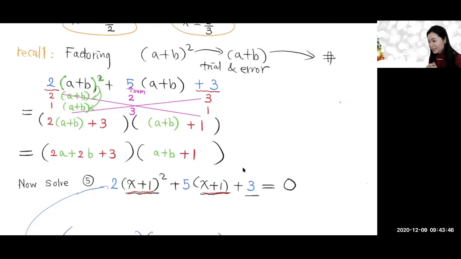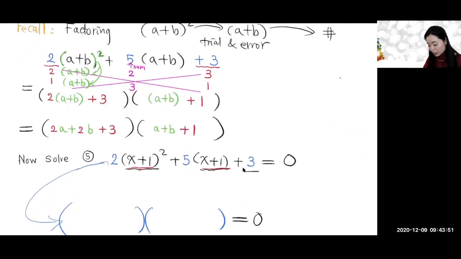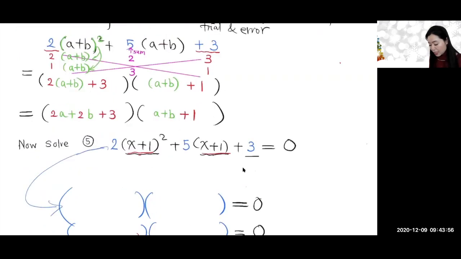You got it? Remember this, right? Okay, that's good. Now let's try to solve this equation. Notice that the difference between this and this is an equation. So you have this expression over here equal to 0. That's the equation. So you solve an equation.